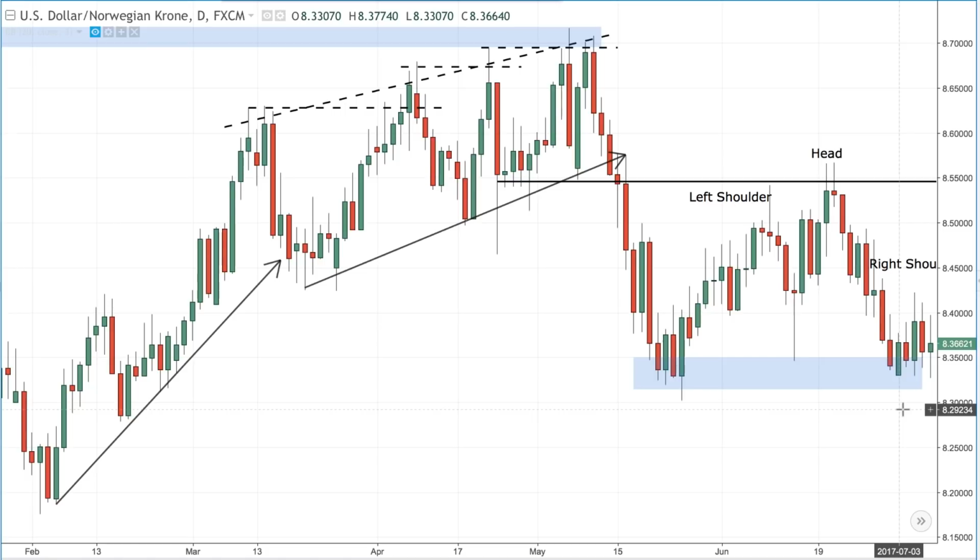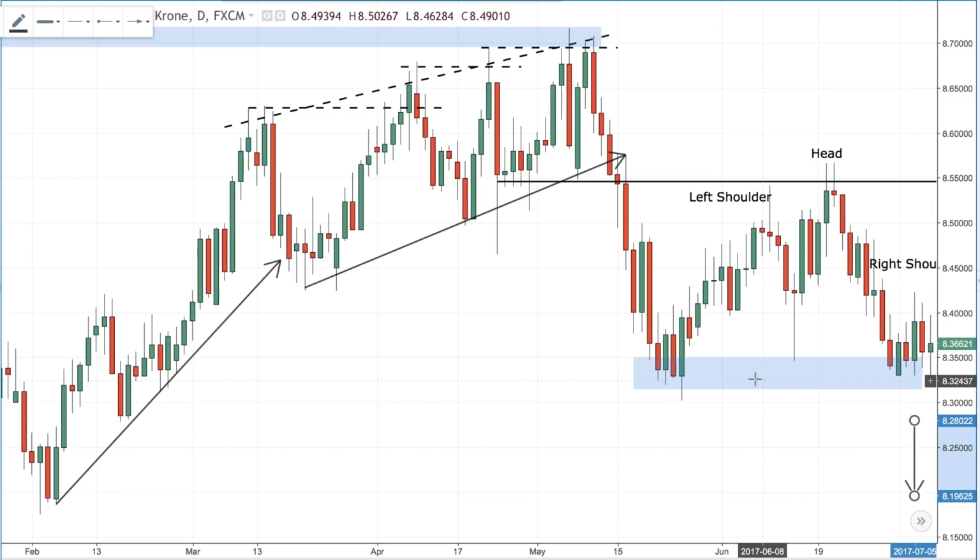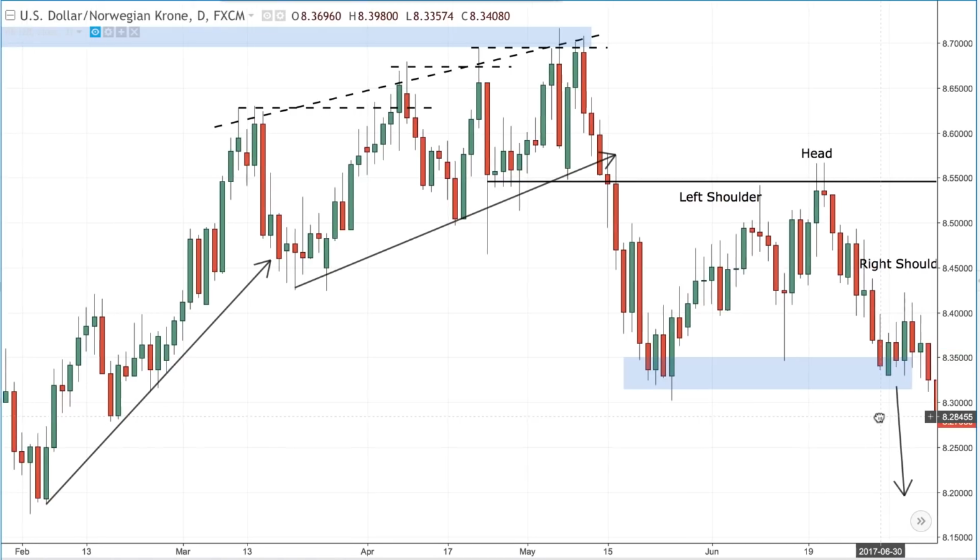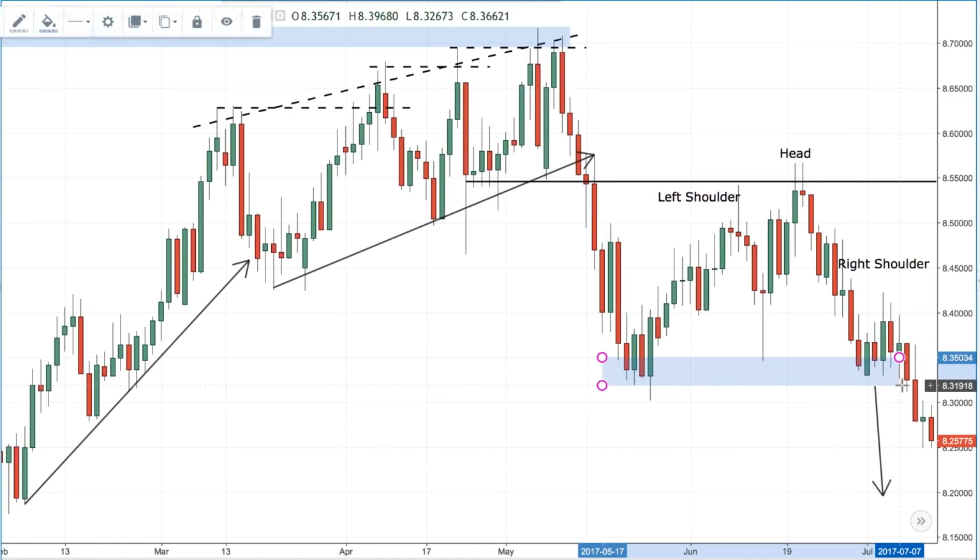Then we wait as traders for a break of the neckline. So you don't do anything unless price breaks below this level. Until we close below that, there's nothing for us to do. So we can just scroll a bit forward, and you can see that at this point we are now breaking this neckline.